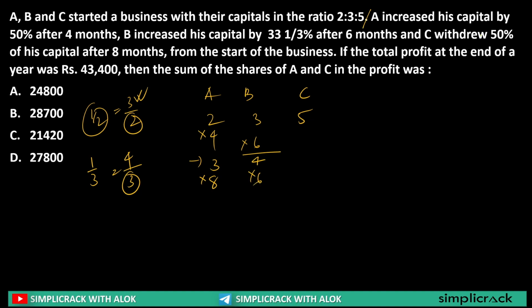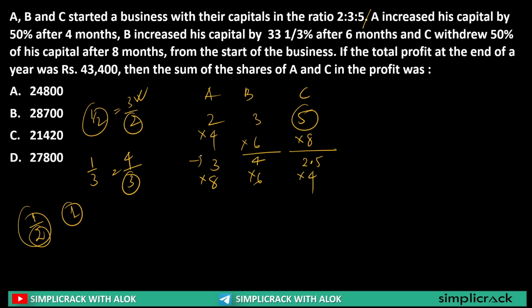Then C withdrew 50% of his capital. So 50% means 1 by 2. If 2 was his initial old capital, the new capital will be 1. So 5 was the initial capital. It was for 8 months. Then after 8 months he withdrew 2.5. So the remaining is 2.5 for the next 4 months, right?